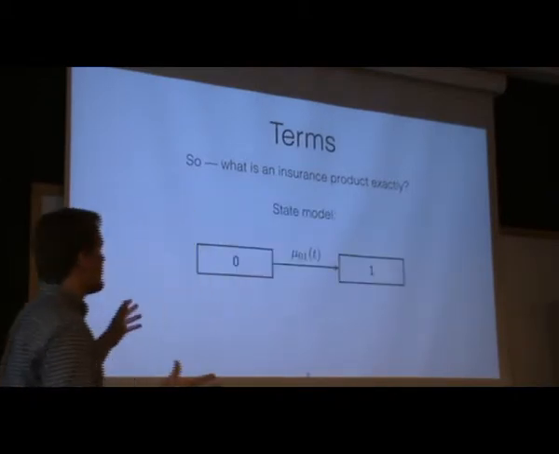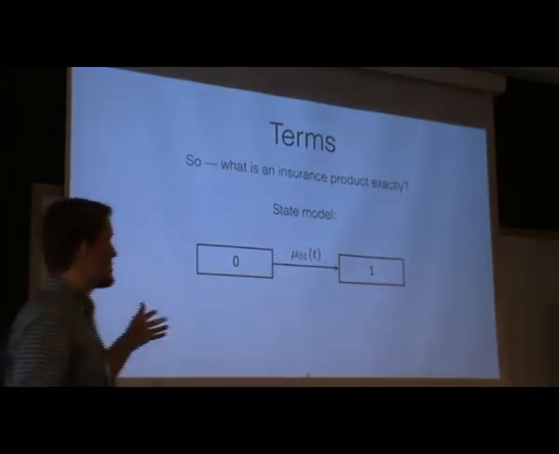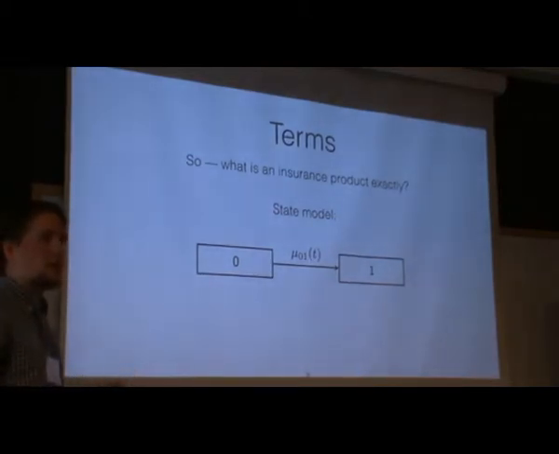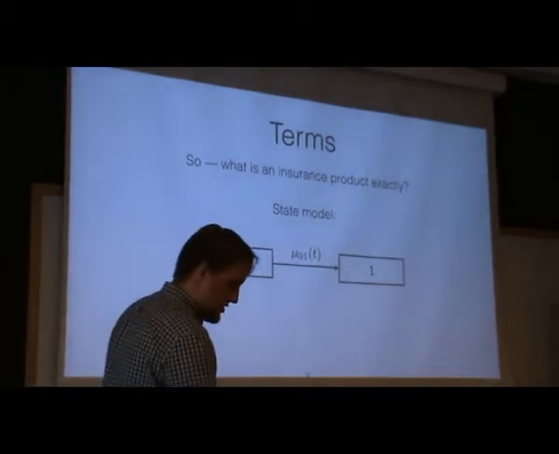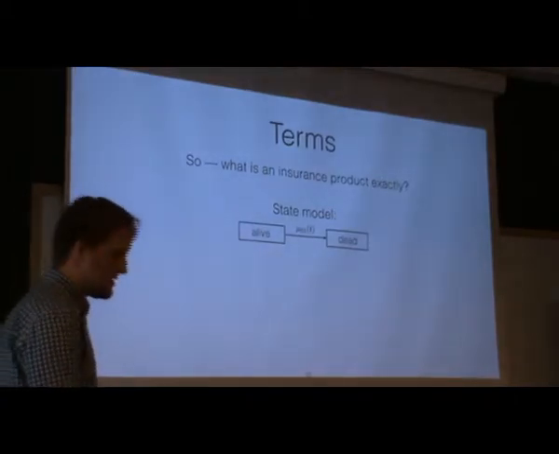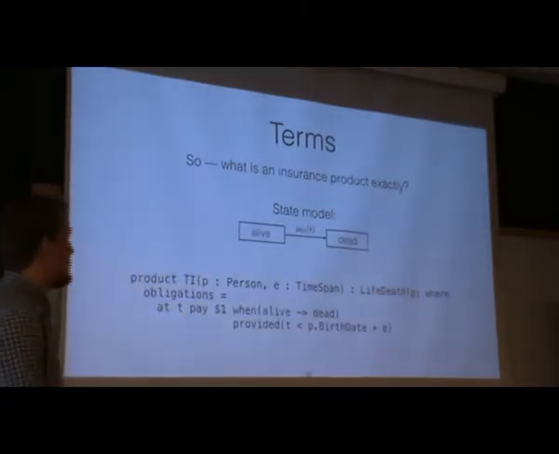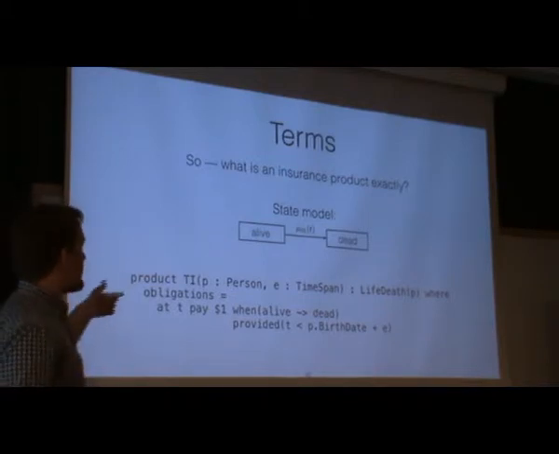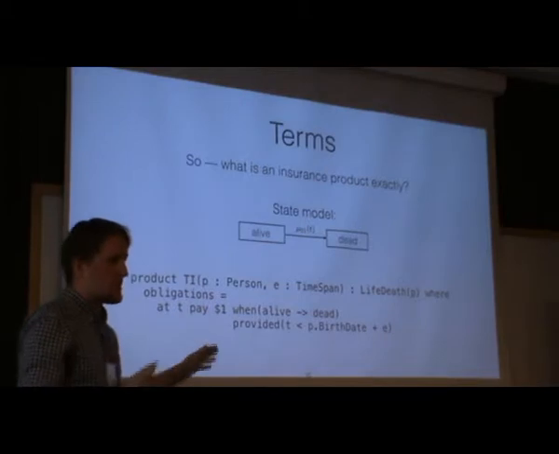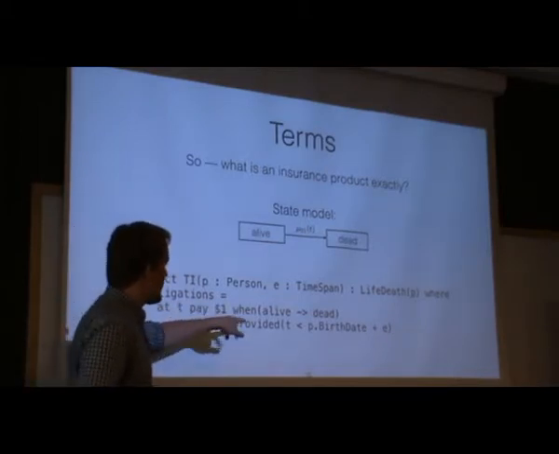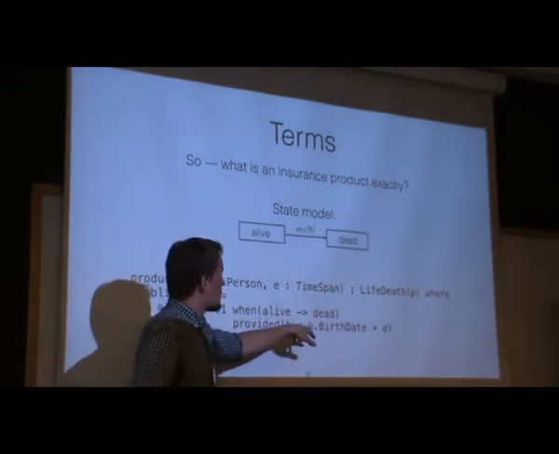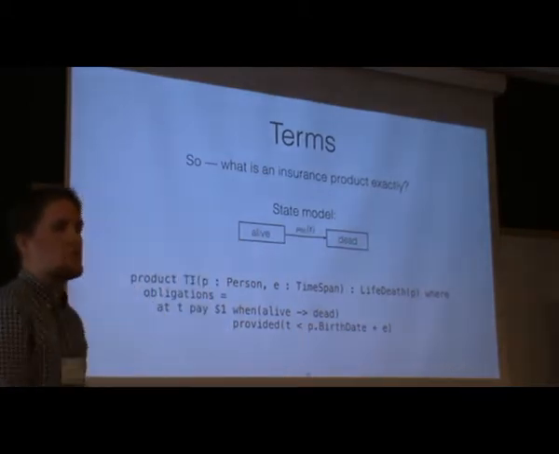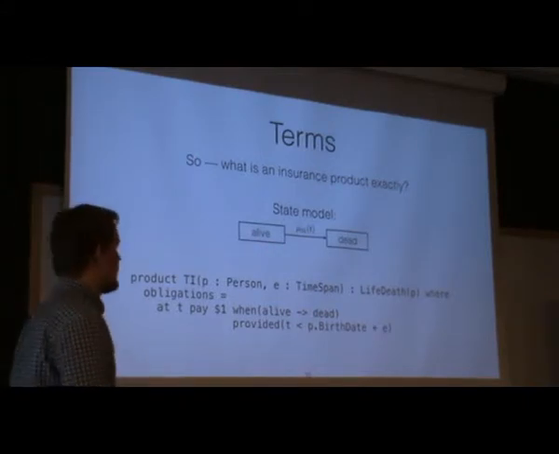But first, to model products, we use state models. So this consists of usually at least two states, and some transitions between these states, along with some transition intensities. As an example, these states could be alive and dead, and this is a very simple insurance product. This is specified in AML, and what this says is that the insurance company is obligated to pay $1, so it's not a great policy, when the customer transitions from alive to dead, given that the insured is under some age. Could be if he's under 65 and he dies, the insurance company pays him, or more likely his family, some amount of money.